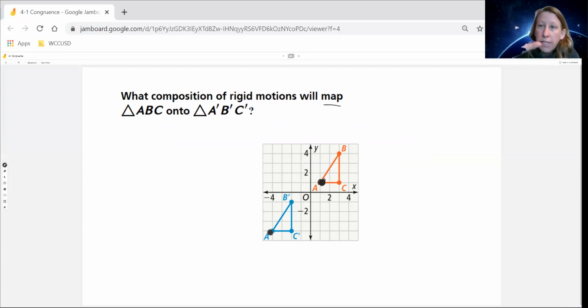This one looks like a straight slide. Okay, do you remember what that's called in rigid motions? Is it a reflection, a translation, or a rotation? Good, it's a translation. So I'm just going to slide it over. I'm going to translate it. Remember, we use our pointy brackets here. Okay, so we have A.